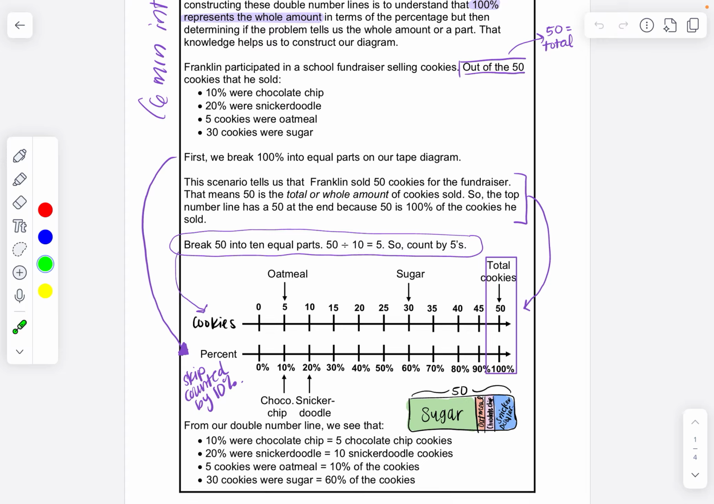So from our double number line, we can see quite a few things. So again, we already know that 5 cookies were oatmeal. We know that 30 cookies were sugar. We're trying to figure out how many is 10% and how many is 20%, right? So we're looking at our 10 and our 20. How many cookies are 20%? How many cookies are 10%? Well, 10% is the same thing as 5 cookies.